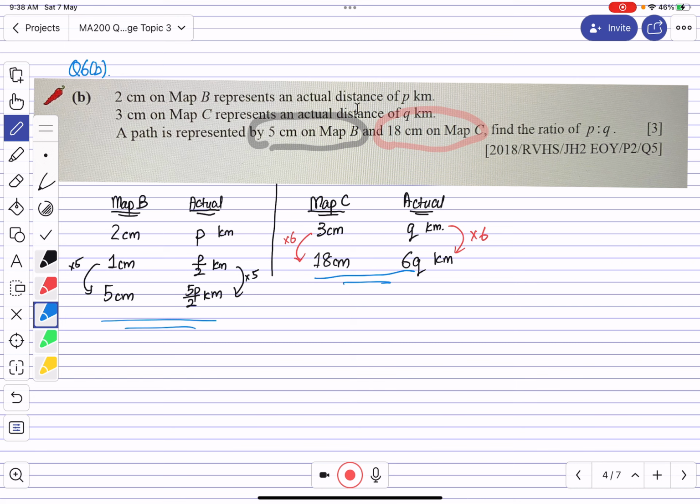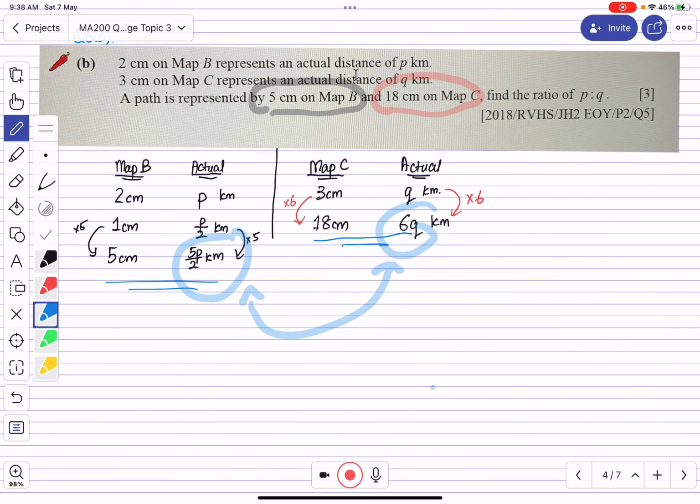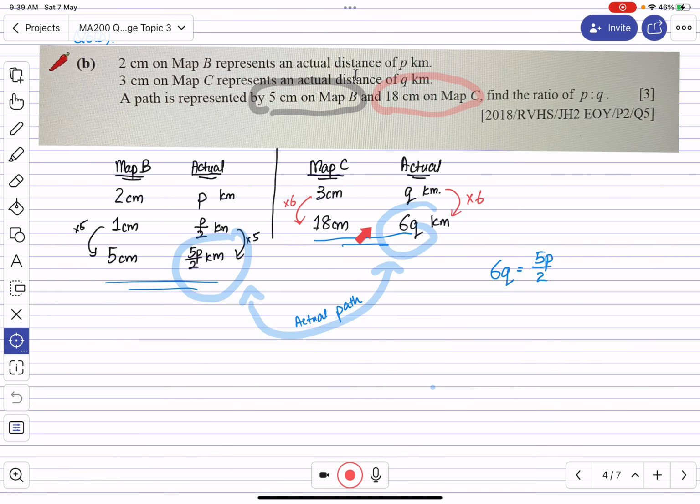Now remember, this path should be the same distance on actual measurement, whether I'm using map B or map C, which tells me that this same path, 5p over 2, should be equal to 6q, since we're talking about the same path, just measured given a different scale, 18 cm on map C and 5 cm on map B. So this is the actual path, being represented via two algebraic expressions, which allows us to connect that 6q will be equal to 5p over 2, since both of these represent the actual distance of the path.